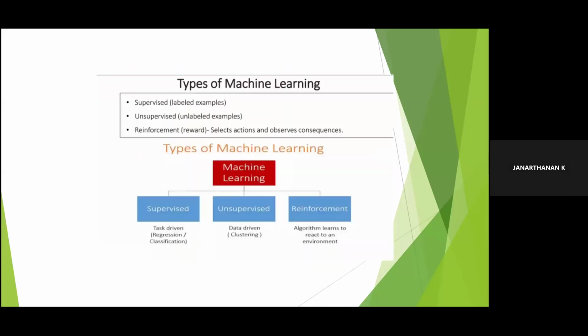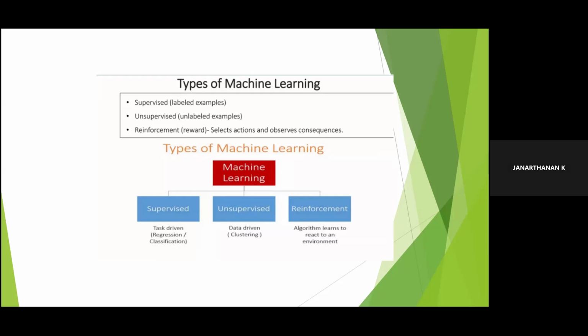This one, I'll come to the architecture part later. So here come the types of machine learning. The first one is supervised, the second one is unsupervised, and the third one is reinforcement learning. In supervised learning, as the name itself indicates, there is a teacher to guide the student. We are learning from the teacher.